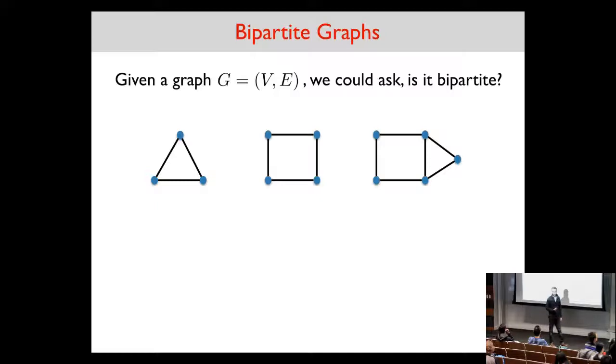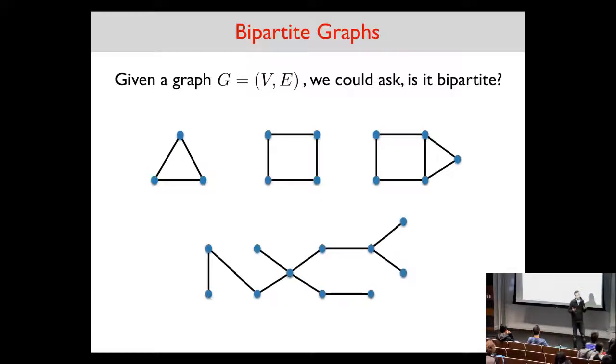How about this one? No. Why? Because it has that triangle there. We saw that with a triangle, you cannot make it bipartite. If your graph contains a triangle, well, it's doomed. How about if I gave you something like this? This is a tree. So maybe I give you some arbitrary tree, and you can ask, is a tree bipartite or not? It turns out that trees are bipartite graphs.